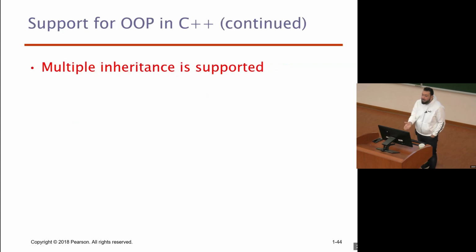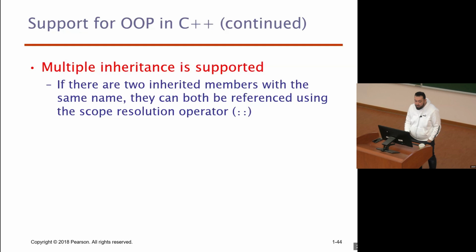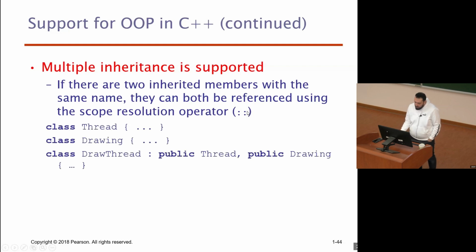Now, in C++, we said multiple inheritance is supported. But what is the problem? You have to actually deal with ambiguity yourself, or else it's going to have problems, as we mentioned in previous slides. So if there are 2 inherited members with the same name, they can both be referenced using the scope resolution operator, this one. And we saw that you can have multiple inheritance here.